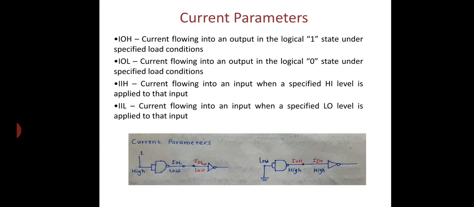Similarly, IOH is the high level output current, the current that flows from an output in a logic 1 state under specified load conditions, and IOL is the low level output current, that is, the current that flows from the output in a logic 0 state under specified load conditions. As shown in the following figure, when the input is applied to the logic 1 state of a NAND gate, it will generate the output as IOH, which is the high level output current. Similarly, when IIH, that is the high level input current, is provided to the NOT gate, it will generate a similar output.